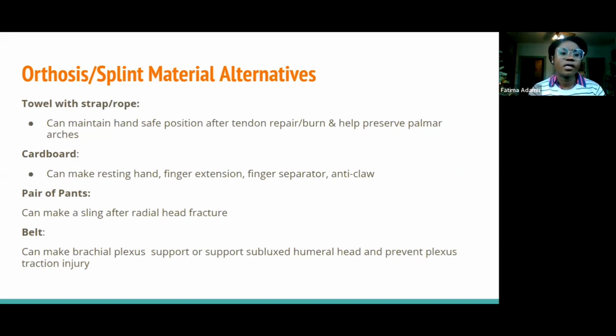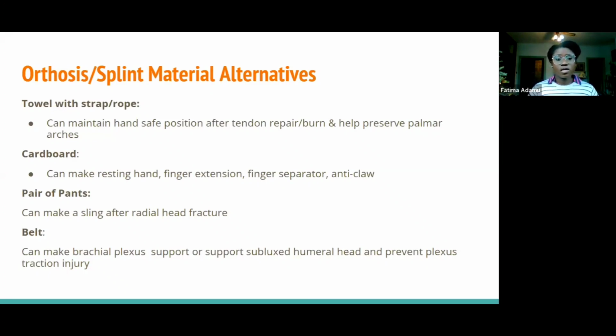As far as splinting strategies, it's important to think of alternatives, because a lot of times when you look up splints on the internet, you see fancy thermoplastic material. In order to use those, first you need to have the material, you need to have some Velcro and straps, you need to have a hot water bath at 155 to 160 degrees Fahrenheit. Not necessarily going to be feasible.